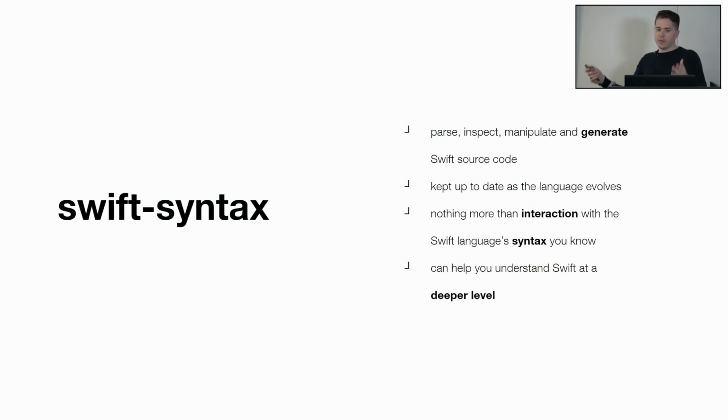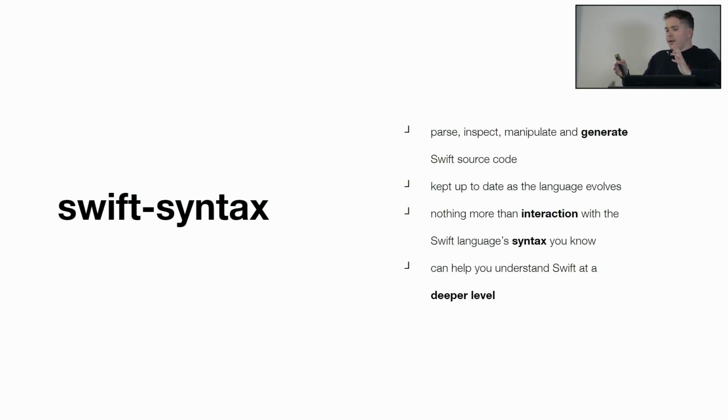For that, we need to use Swift syntax. So what is Swift syntax? Swift syntax is not new. It has been around for a while. Tools like SwiftLint or even Sorcery use it to operate. And it is a tool written in Swift that can be used to parse, inspect, manipulate, or generate Swift code. And it is kept up to date as the language evolves.